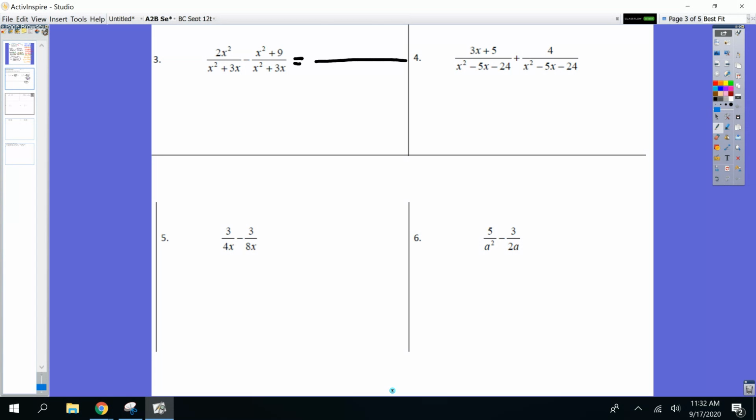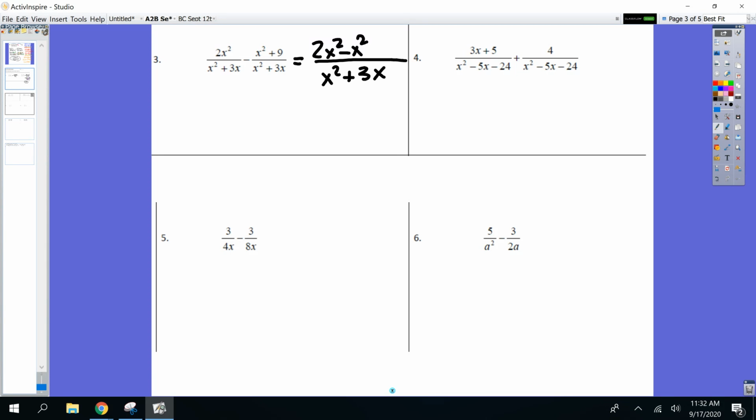So it's going to end up being x squared plus 3x. Oh, you want to keep going? You sure about that? Because there's a trap here. What are you going to do with the numerators? You've got 2x squared minus x squared plus 9. That's the trap. It's not plus 9.